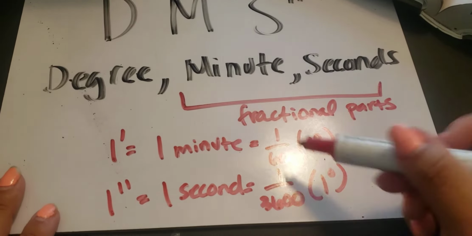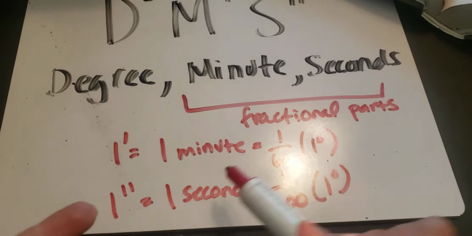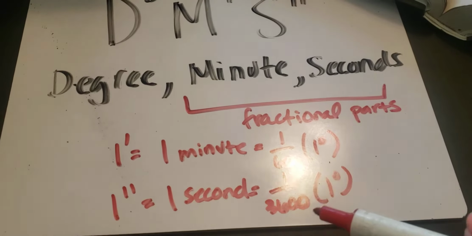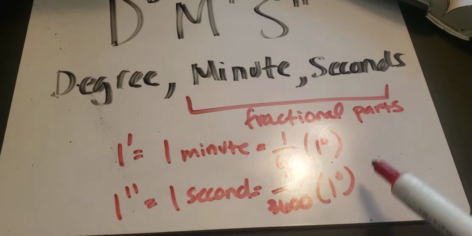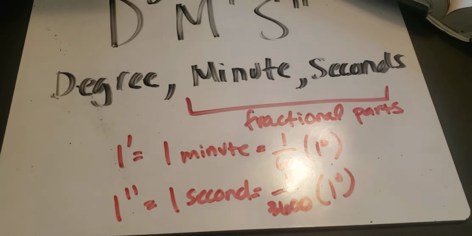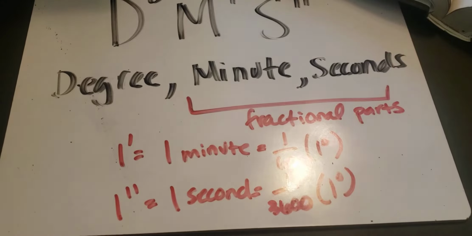Okay. And if you're wondering, just think about how many minutes are there in an hour? 60. How many seconds are there in an hour? 3600. Okay, so it's a fractional part. So let's start right away with an example of this.